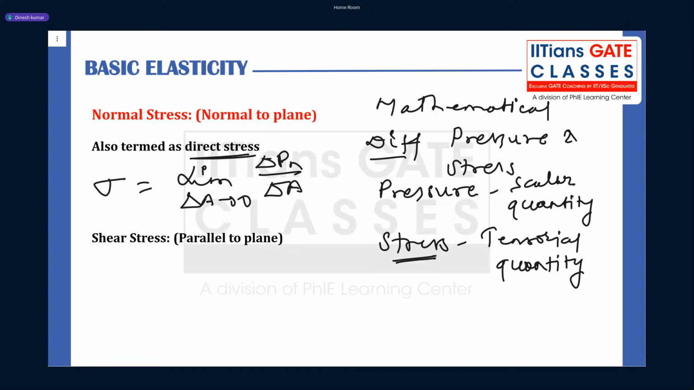Okay. So delta A tends to 0 means what? Stress is always mentioned at a point. Okay, delta A tends to 0 means a point. Now shear stress is usually denoted by tau. Okay, so this is what? Tau equal to limit delta A tends to 0, delta Ps by delta A.